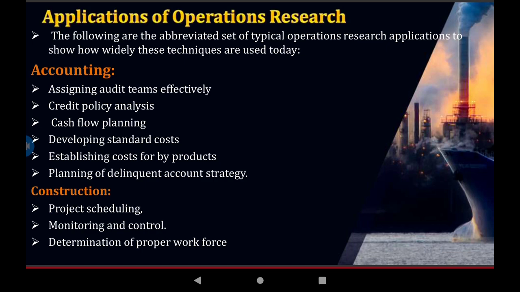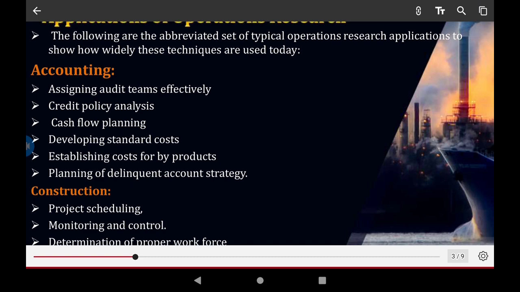Accounting: operation research is used in accounting. For example, assigning audit teams effectively. Operation research also provides tools and techniques in accounting systems for assigning audit teams effectively.